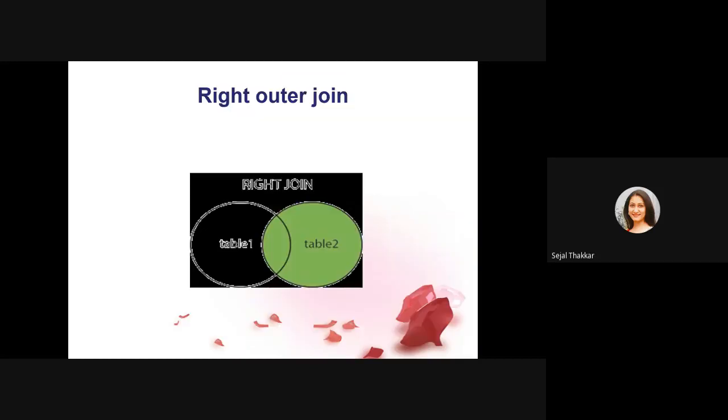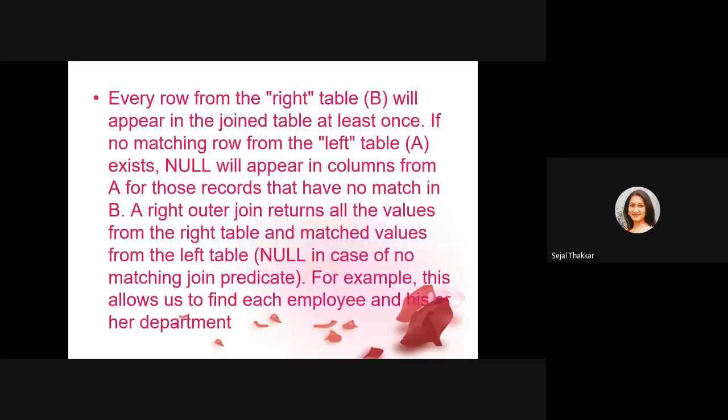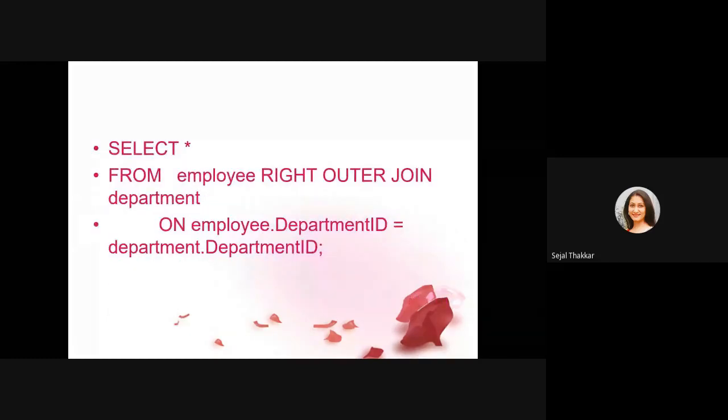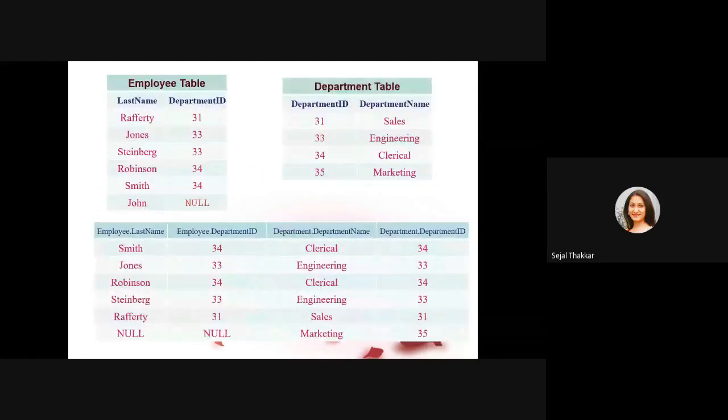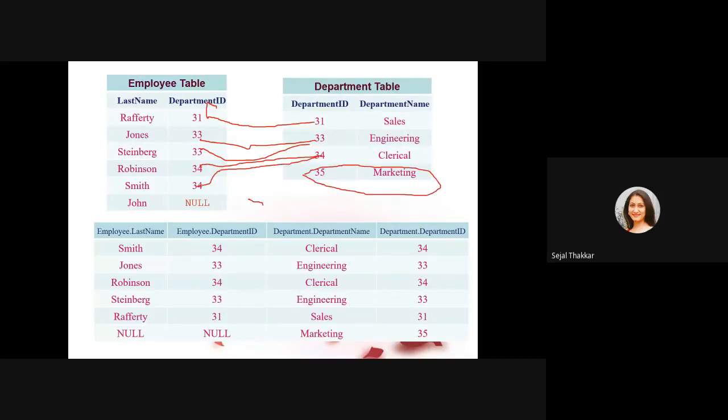The next is right outer join. In right outer join, whether we have a matching value on the left side or not, it doesn't make any difference. All the values of the right side table we have to show as output. You can see here. Let's start from employee, right outer join department, on employee dot department ID is equal to department dot department ID. So you can find out, see here, 31 has a matching value, sales department, 33 has a matching value, John and Steinberg. 34 has a matching value, Robinson and Smith. See here, 35 and marketing doesn't have any matching value in the left side table.